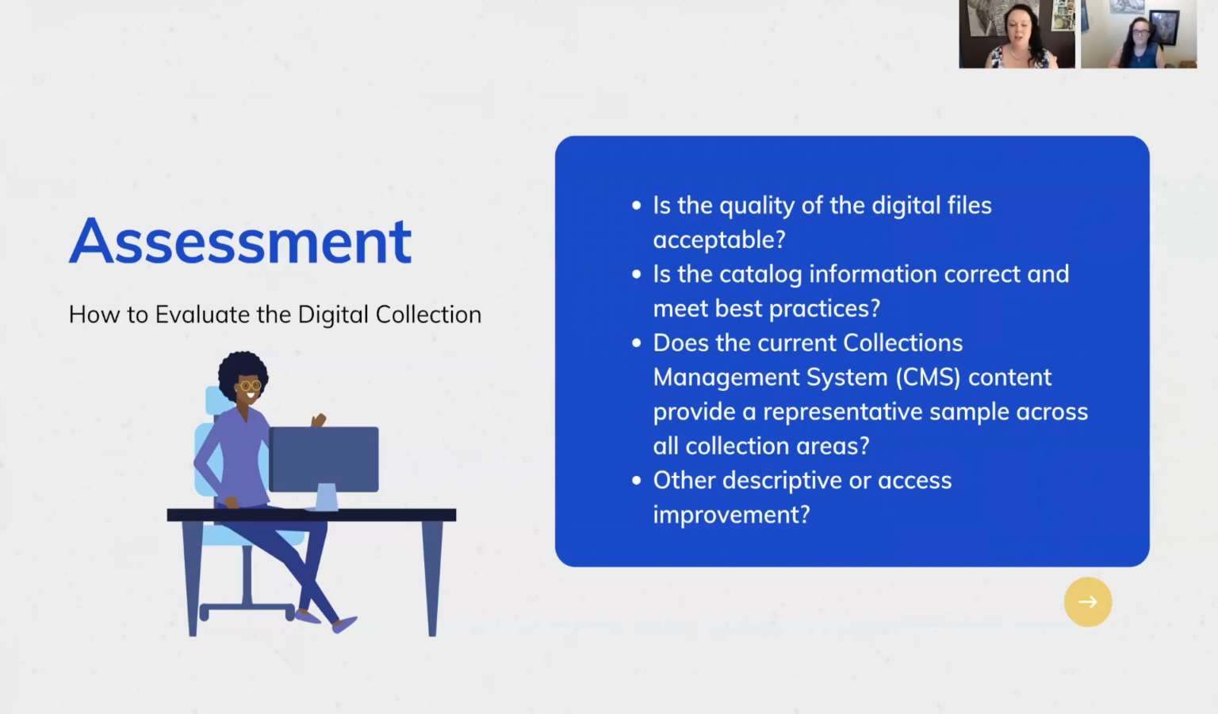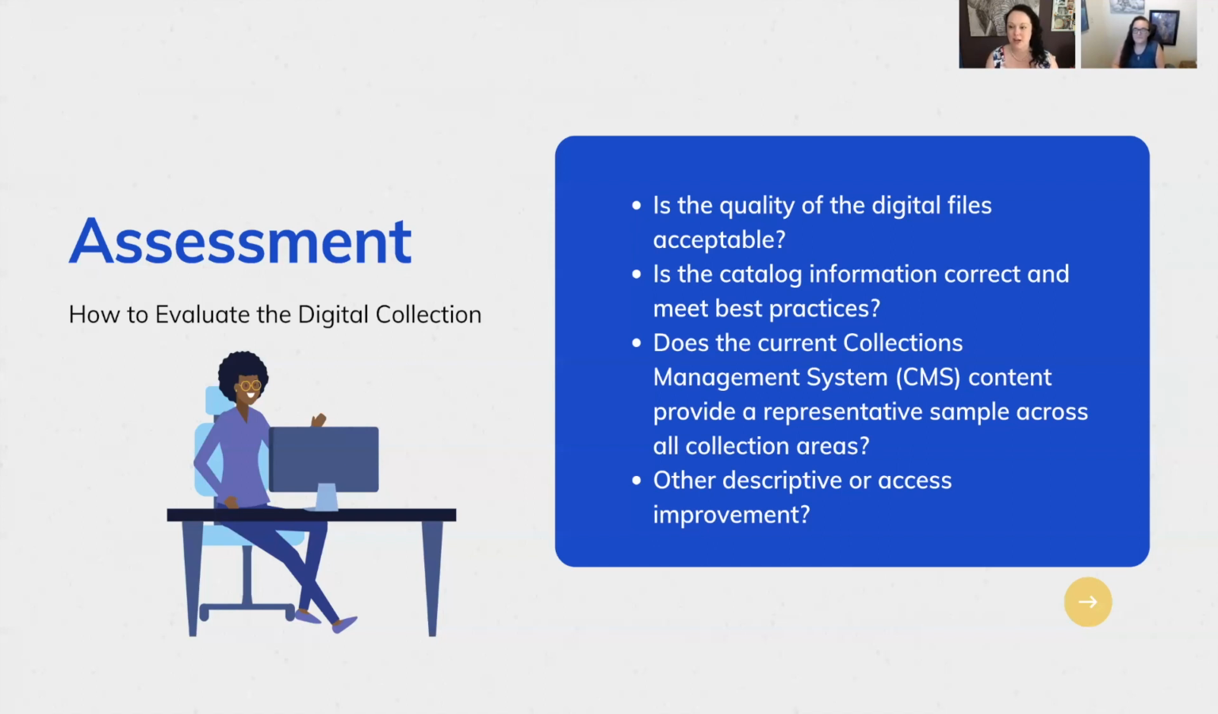And have that help inform what you're doing next. Some guided questions to think about in this part of the process: is the quality of the digital files that you have currently acceptable? For many of us who inherit a digital collection, they could have been scanned 10 plus years ago and maybe at 100 DPI instead of 600 DPI. Things like that. So it may be worth reevaluating and reinvesting in digitizing those at better quality and better standards. Another question to think about is: is the catalog information correct and does it meet best practices?